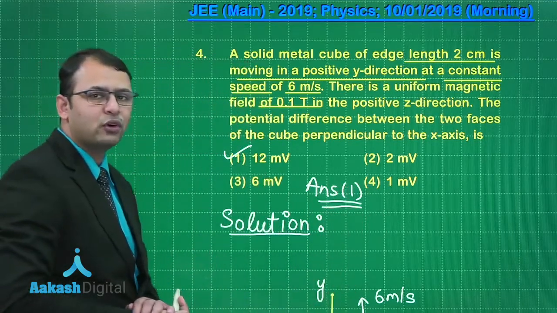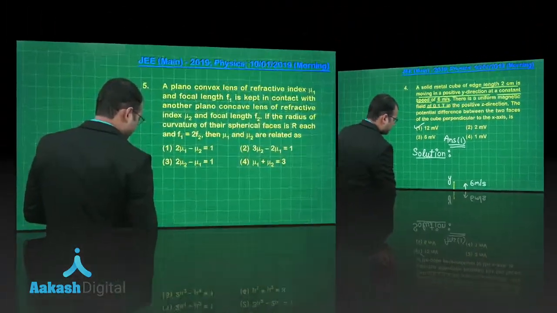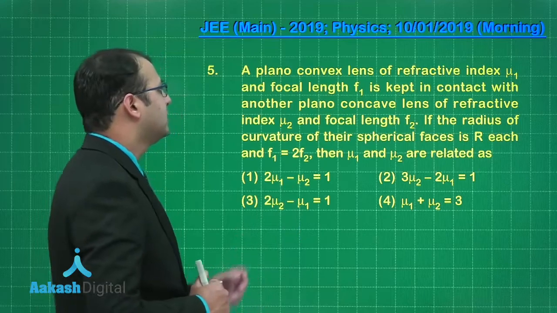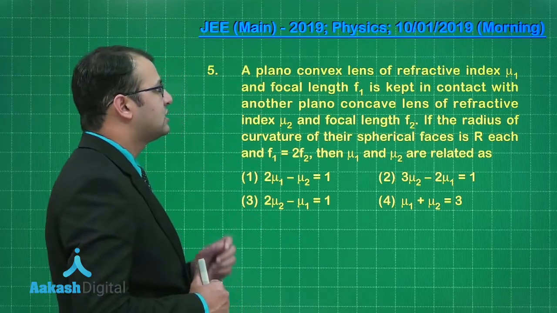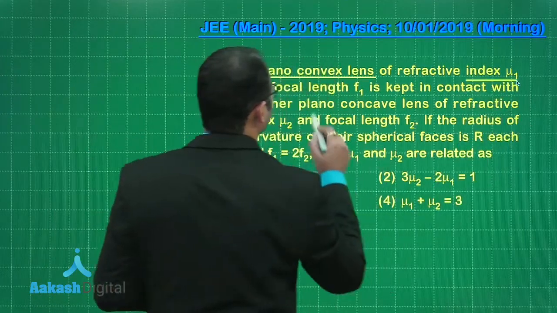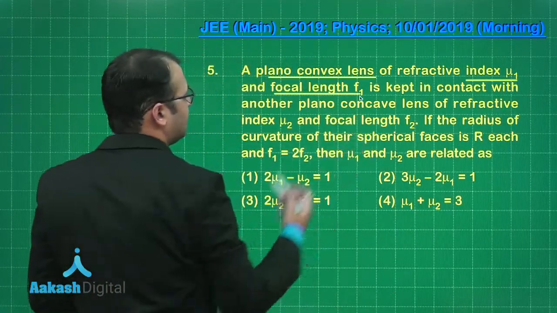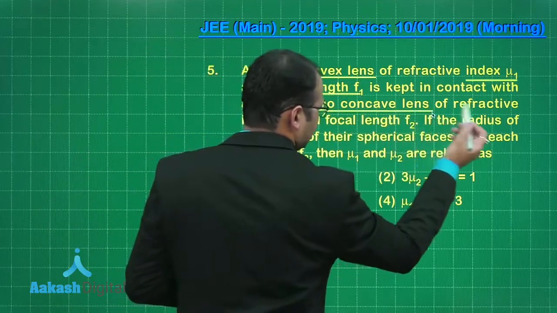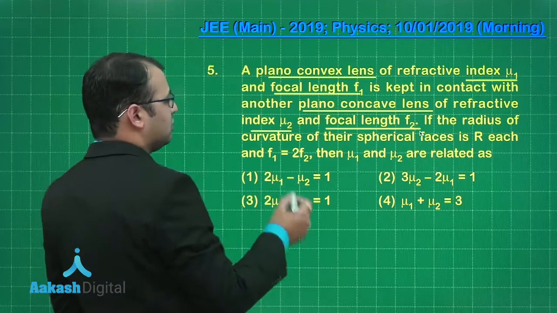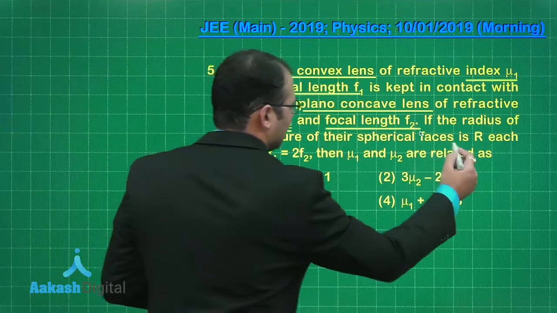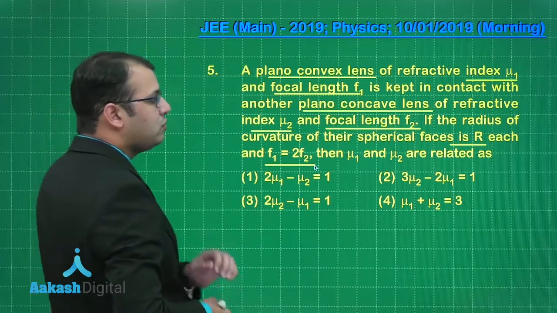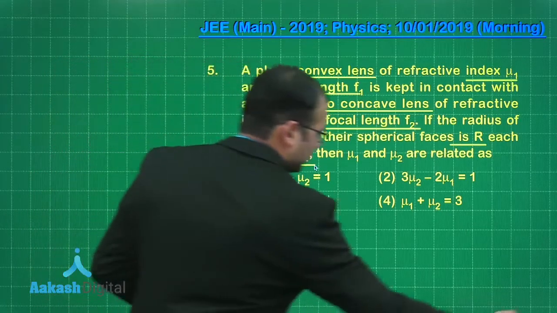Now let's move ahead to question number 5. This question belongs to a section of optics, that is ray optics. The question says a plano-convex lens of refractive index mu1 has focal length f1, and is kept in contact with a plano-concave lens of refractive index mu2 and focal length f2. If the radius of curvature of their spherical faces is r, where f1 and f2 hold this relation by magnitude, then mu1 and mu2 are related as. So let's see the solution.